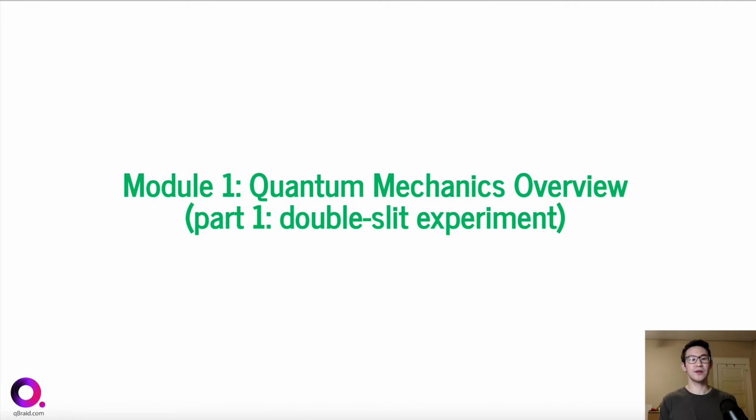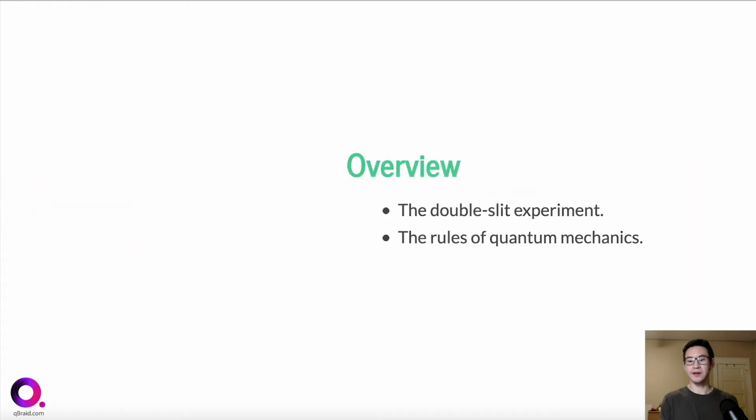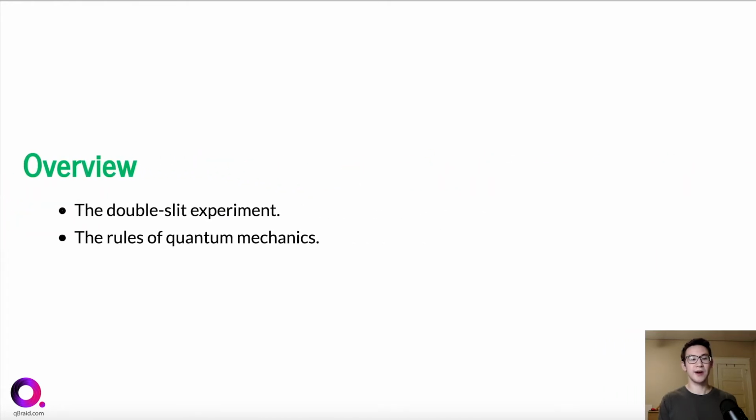So in this module we will discuss some of the most counterintuitive features of quantum mechanics without appealing to any mathematics just yet. So I will show you a very famous experiment called the double slit experiment, which hopefully at the very least will leave you very intrigued. And this will be the starting point for us to informally discuss the rules or the axioms of quantum mechanics.